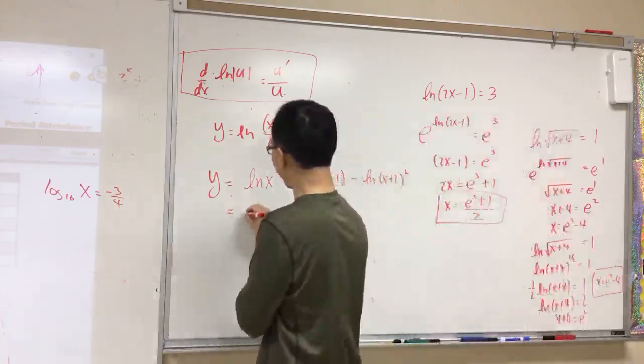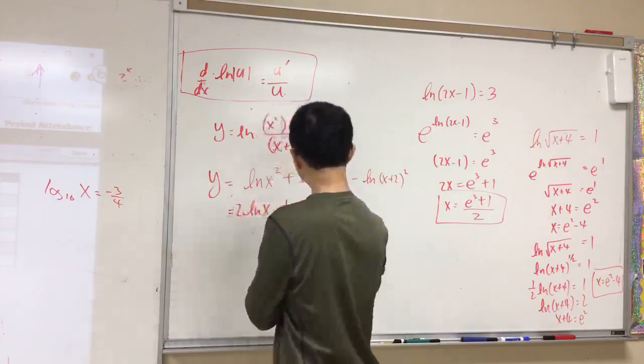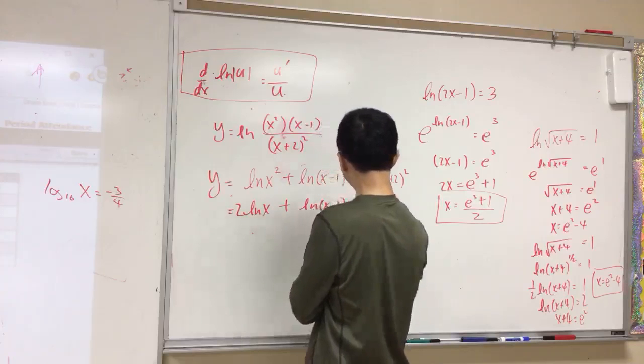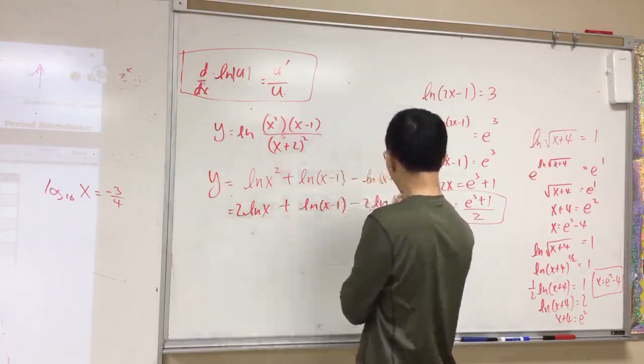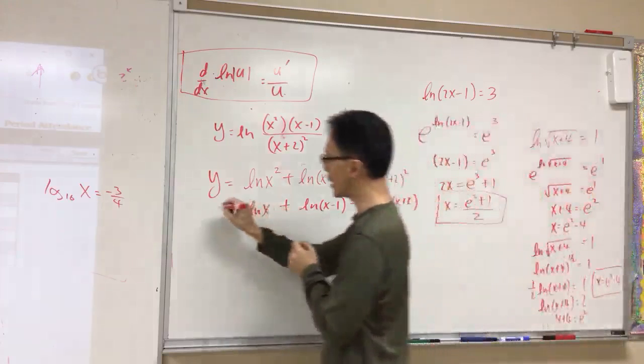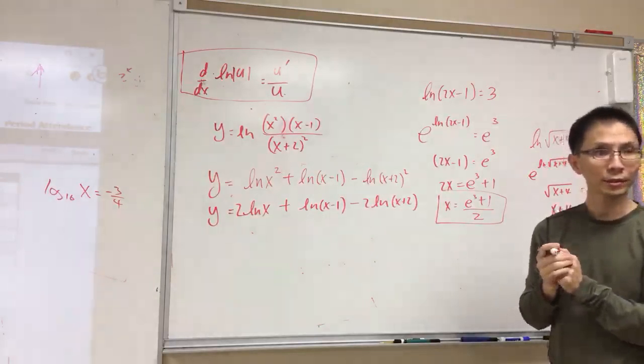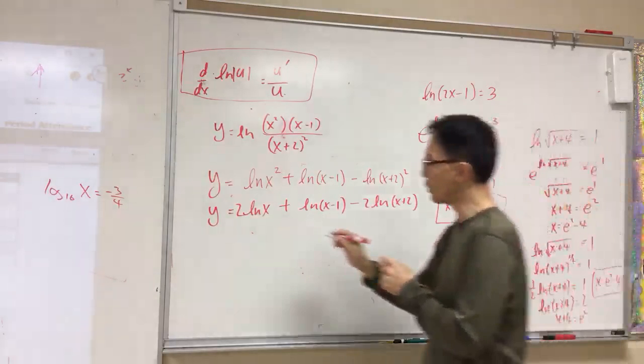So that's going to be what? Natural log of x squared, right? Plus natural log of x minus 1 minus 2 natural log of x plus 2. And you say, okay, now this is the pre-calculus part. Okay, now I'm going to take a derivative.